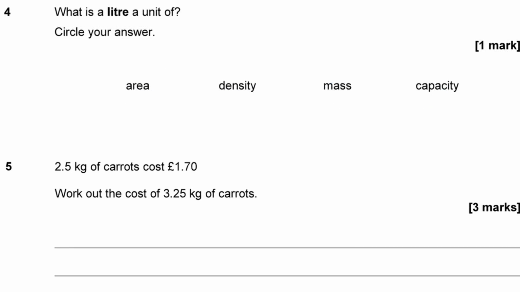Question 4. What is a litre a unit of? Circle your answer. Okay, well you probably know that litres, what comes in litres? Well, milk comes in litres. Fizzy pop comes in litres, juice comes in litres, so it's kind of a measure of how much fluid you have in a container, so it's not area, is it? Density is how heavy something is per unit volume, so that's not that one. Mass, no, it's not a measurement of mass, it's a measurement of capacity, how much space is inside a container. So it's going to be capacity.